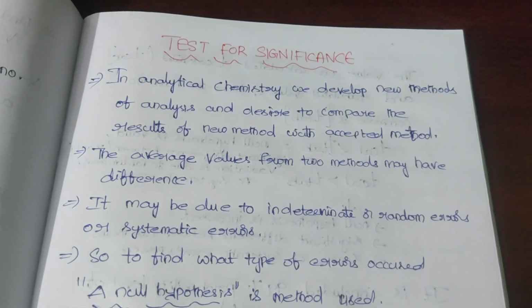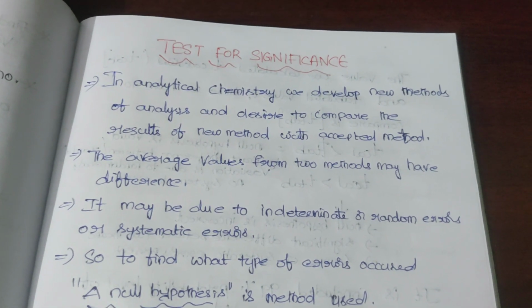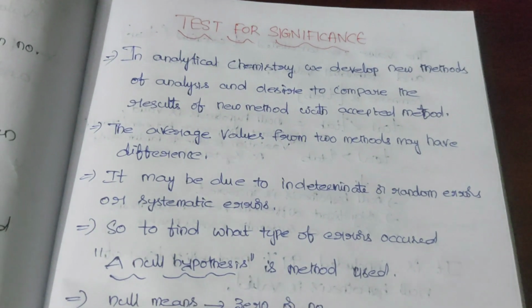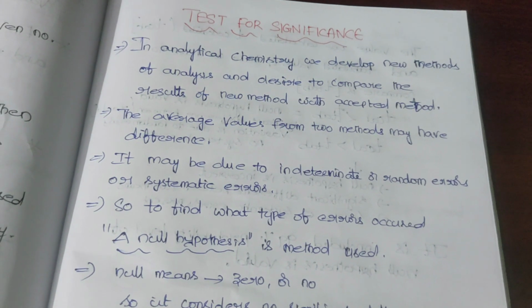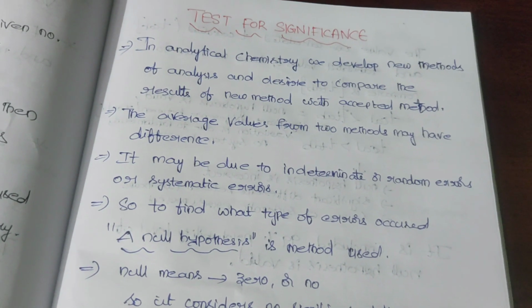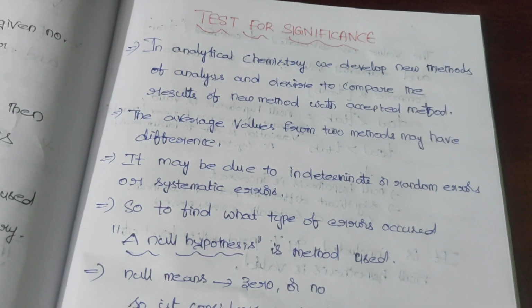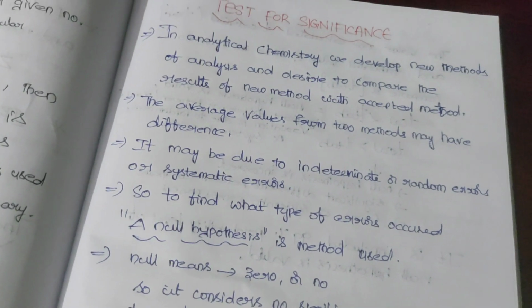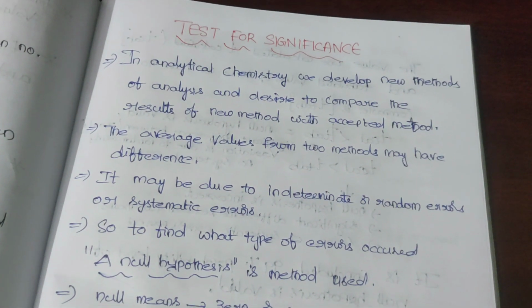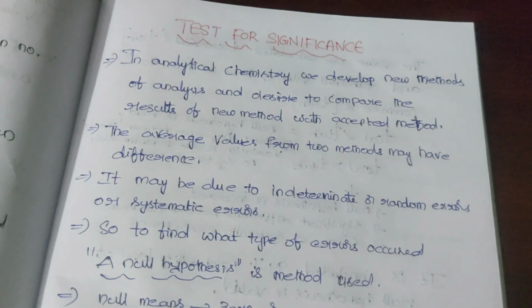So the average values from these two methods may have a difference. When we take the average of values from these two methods, what are the two methods? The new method which we developed in analytical chemistry, and the standard method which is already there and approved. So there will be a difference between these two methods. So why does this difference occur?